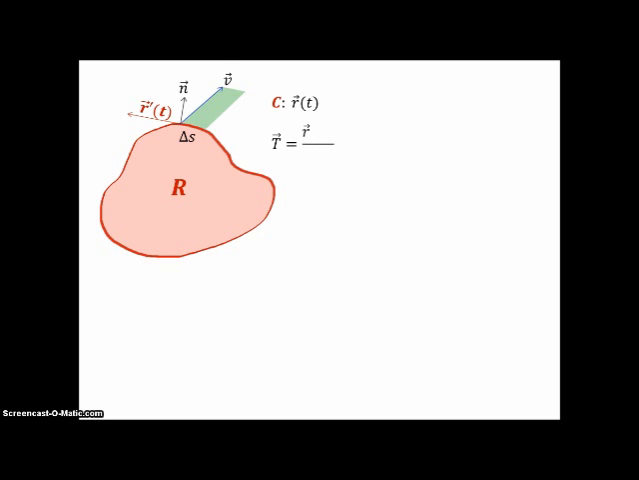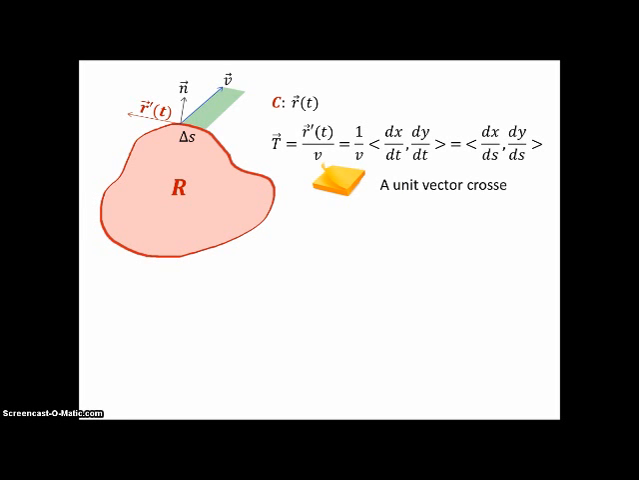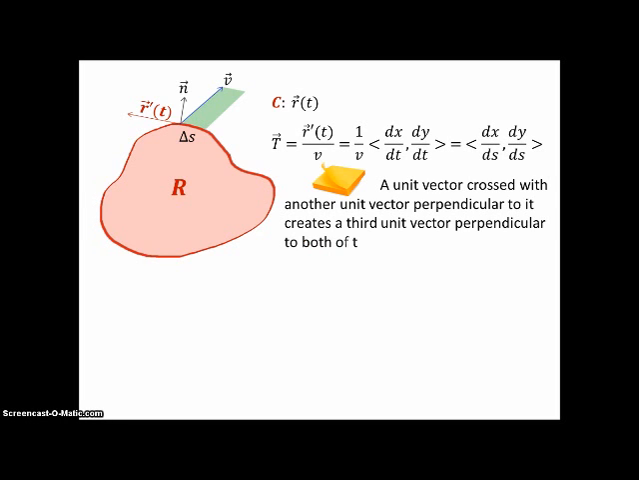C. And so we can form the unit vector t tangent to the curve by dividing r prime by its length, which we'll call v, and then r prime, of course, is dx dt comma dy dt, and if we bring the 1 over v in, then the dt's turn into ds's. Now note that a unit vector crossed with another unit vector perpendicular to it creates a third unit vector perpendicular to both of the original unit vectors.